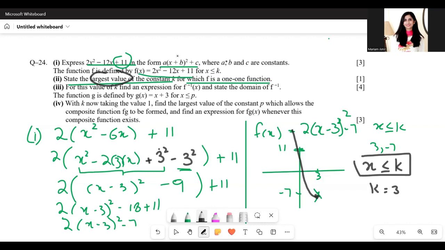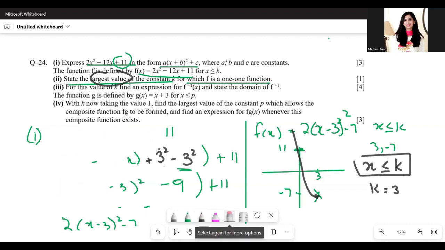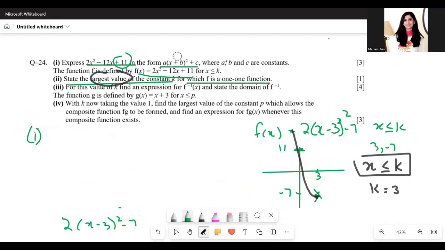Okay, moving on to the next part, which is: for this value of k, express f inverse of x and state the domain of f inverse. Let me write f(x) again over here with its domain. So f(x) is 2(x − 3)² − 7, and its domain is x less than or equal to 3.